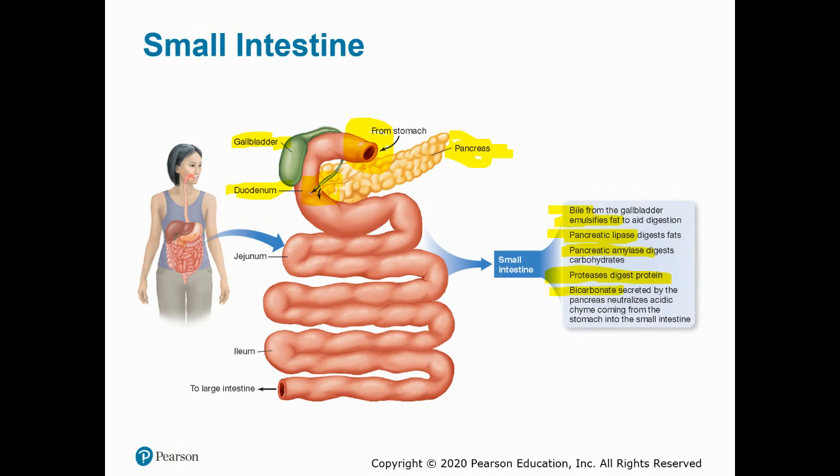And then there's also bicarbonate secreted by the pancreas. So remember, bicarbonate is basic. And remember, chyme is going to be really acidic because it just had that hydrochloric acid mixed into it. So right away, the pancreas is also going to secrete some bicarbonate to neutralize the chyme that comes in.